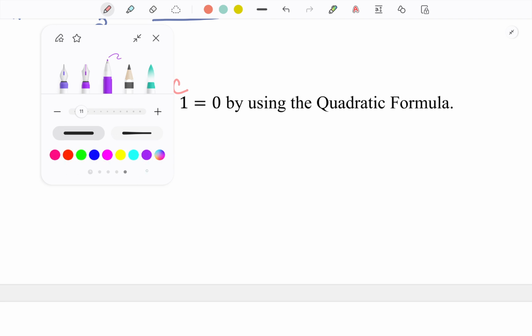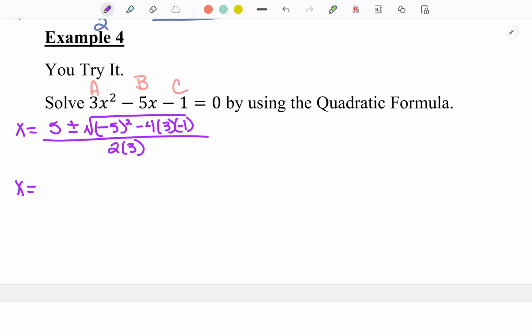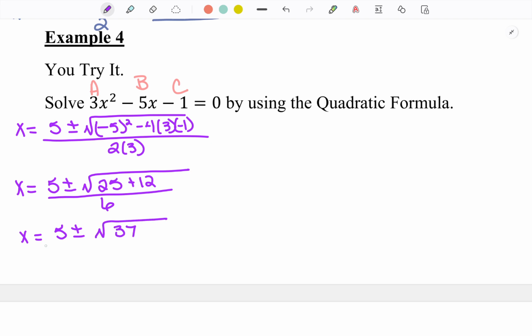So let's go ahead and take a look at this. So we should have a +5 because it's a minus a -5, plus or minus the square root of -5 squared minus 4 times 3 times -1 over 2 times 3. So we'll have 5 plus or minus the square root of 25 plus 12 over 6. So we'll have 5 plus or minus the square root of 37 over 6.